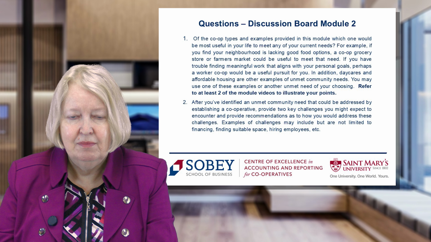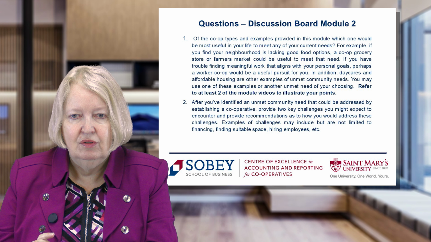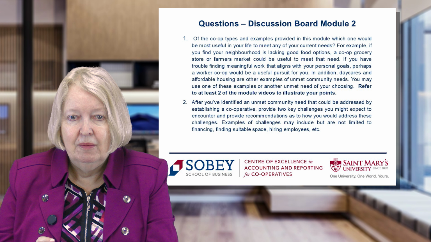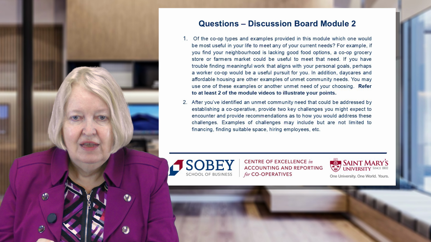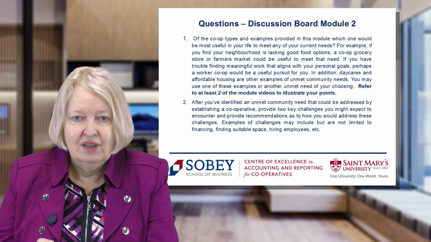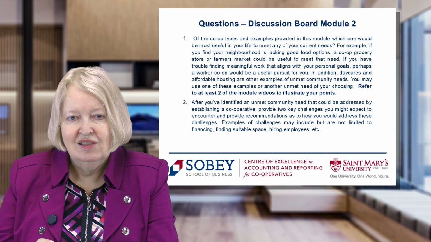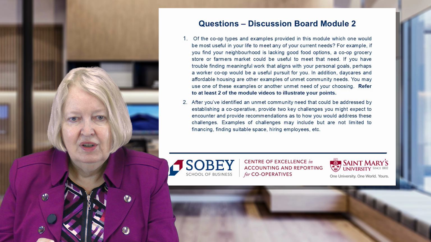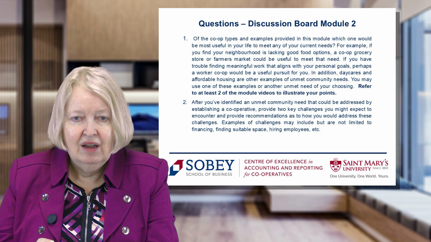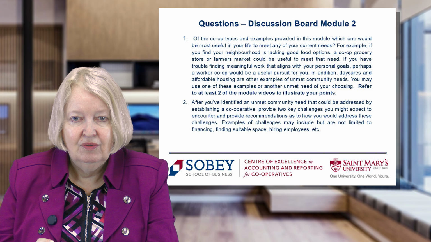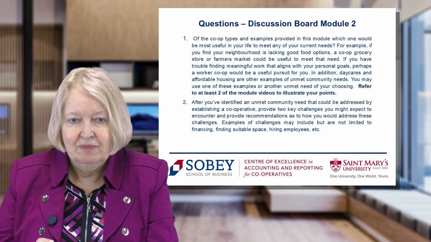If you have trouble finding meaningful work that aligns with your personal goals, perhaps a worker co-op would be of benefit. If you need daycare and affordable housing, these are other examples of unmet community needs. So you may use one of these examples or any other unmet need that you can think of and in answering this question, again, you need to refer to at least 2 of the module videos to illustrate your points.